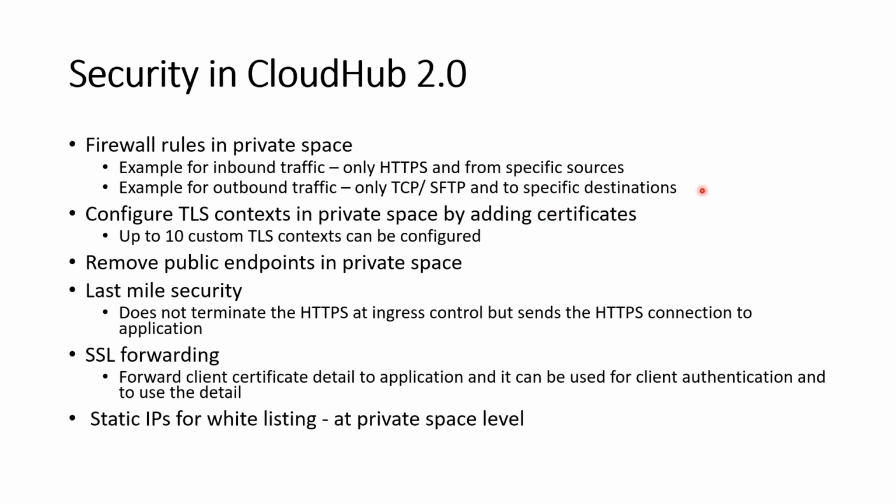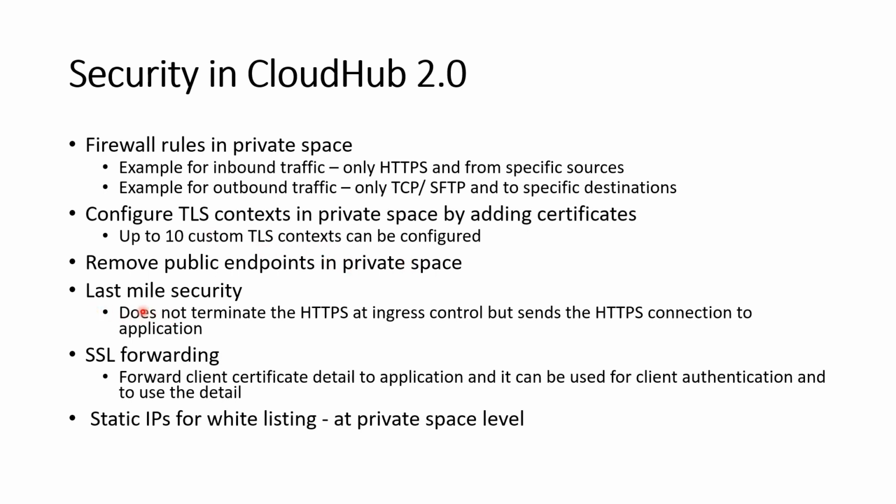specific destination. We can configure multiple TLS contexts in private space by adding a certificate. We can configure up to 10 custom TLS contexts. A TLS context can be used for mutual TLS or mutual SSL. In private space, we can remove all the public endpoints. That means an application or API can be accessed only from inside the private space. It cannot be accessed from outside.